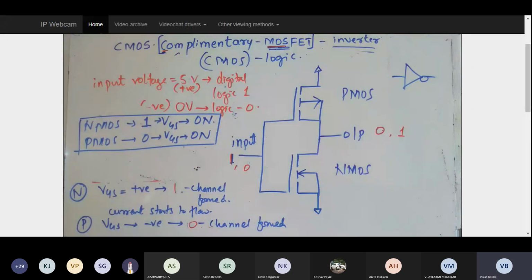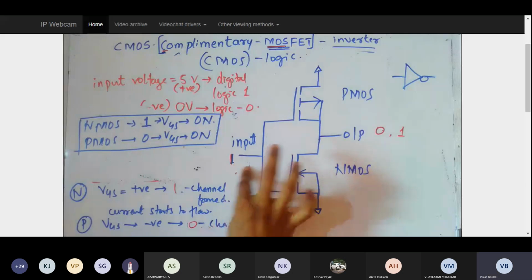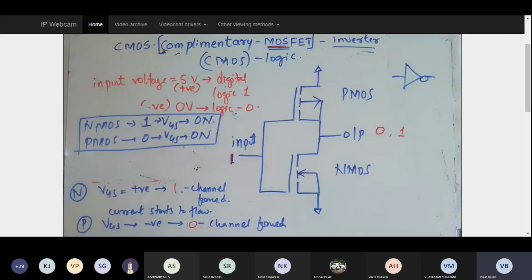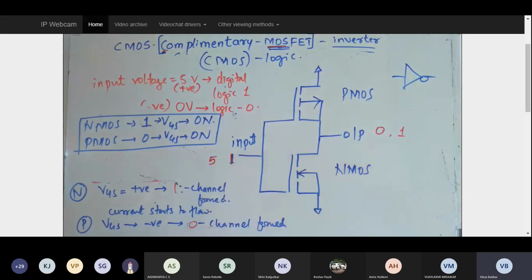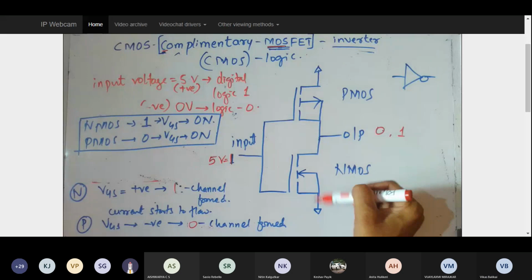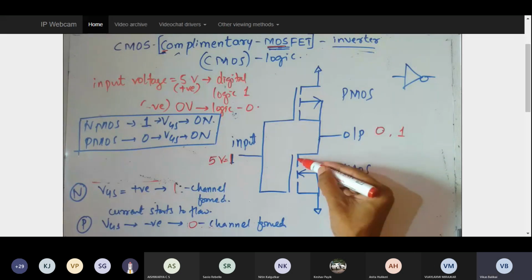Let us try to apply the same concept over here. Now let us look at what I'm doing. Let us apply a logic 1, meaning any voltage greater than 0, or I am applying a voltage up to 5 volts. So what is happening over here? Which device will be on, PMOS or NMOS? NMOS. NMOS is on, meaning there is a formation of a channel. So this channel will be formed.